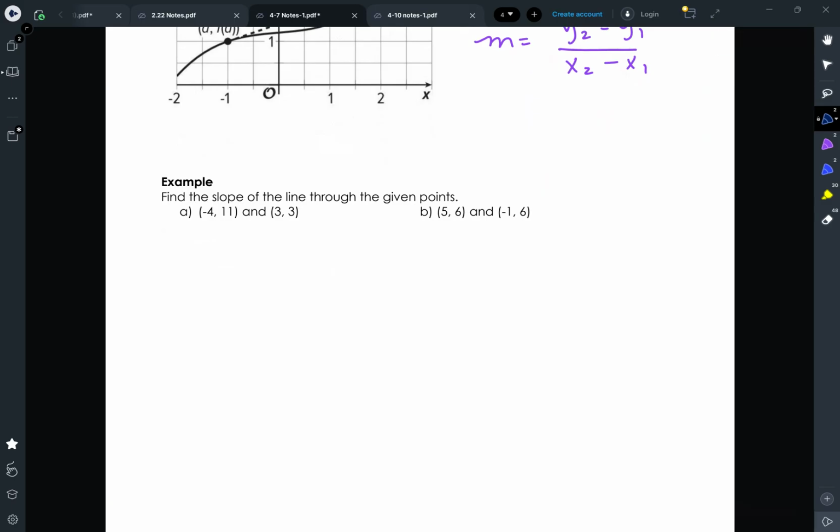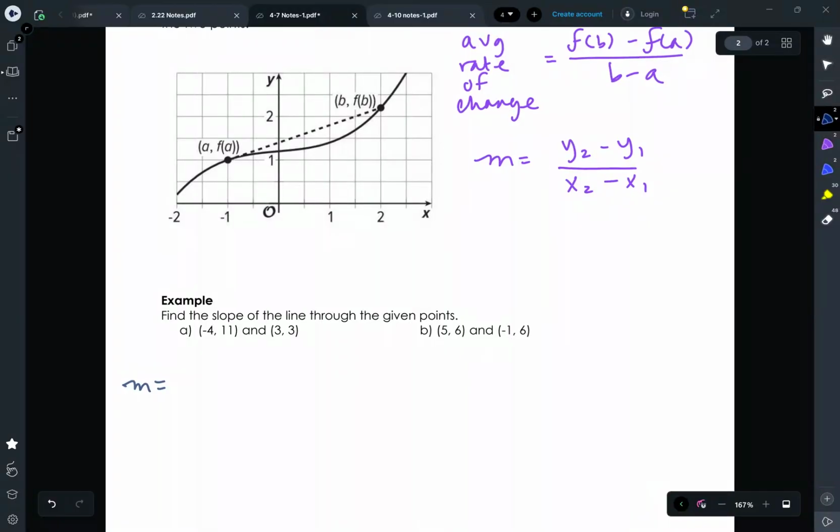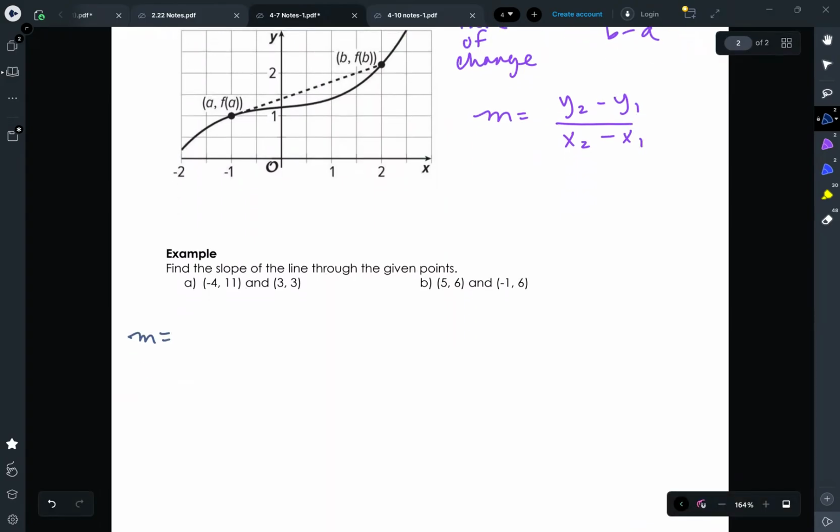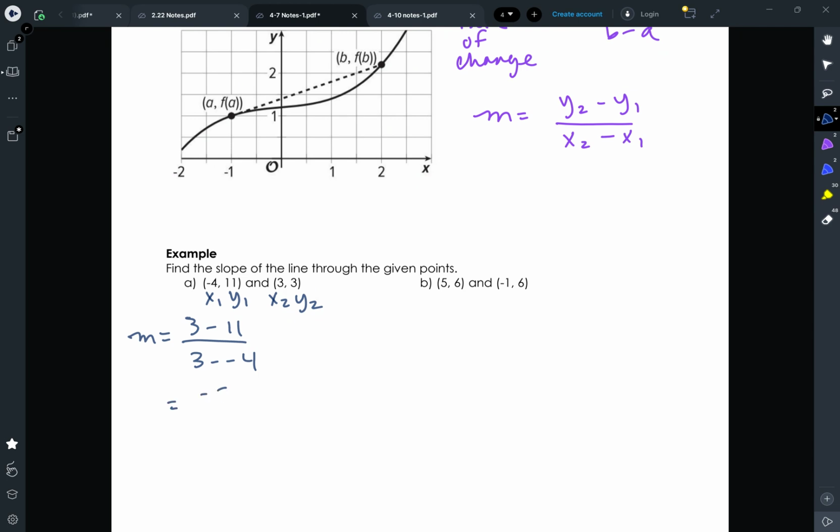Find the slope of the line through the following points. So I'm just going to use slope formula for these. I could use this new formula in function form, but it's really the same formula, right? One of them is written with function notation and one is not. So it's easier for us to use the same old formula. So let's see. So y2 minus y1, so 3 minus 11 over 3 minus -4. 3 minus 11 is -8. 3 minus a -4 is going to be plus. So 3 plus 4, which is just 7. So my slope for the first one is -8/7.